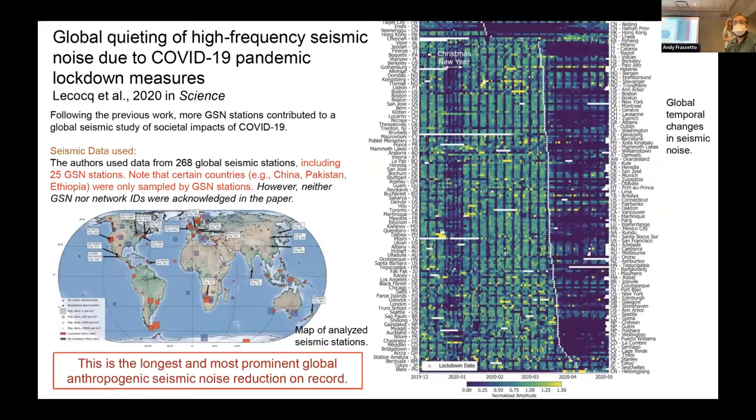And then finally, Thomas Lecocq and many co-authors used seismic noise to track the changes in human activity during the pandemic lockdowns in 2020, and found in many places where there were lockdowns that human-caused vibrations reduced by as much as 75%. 25 GSN stations were used in this study, and in certain countries, China, Pakistan, and Ethiopia, for example, GSN data were the only data that were used in the study for those countries. So again, the global distribution is really useful here.